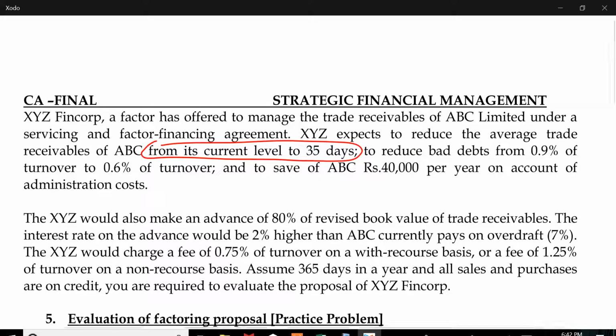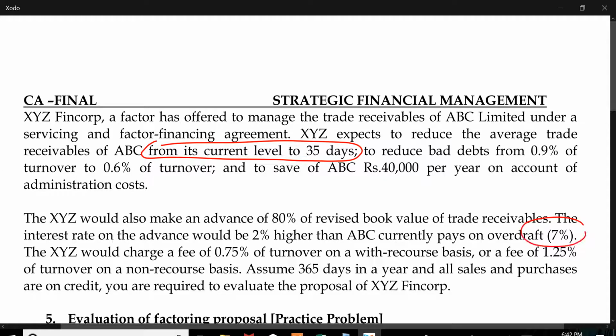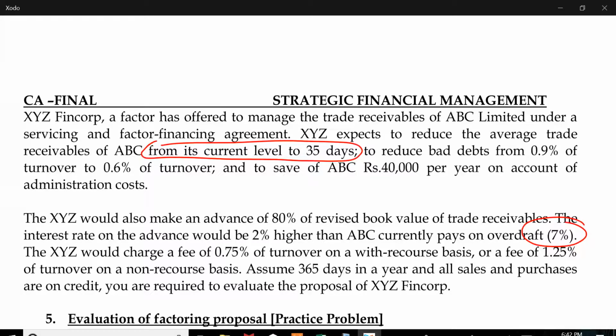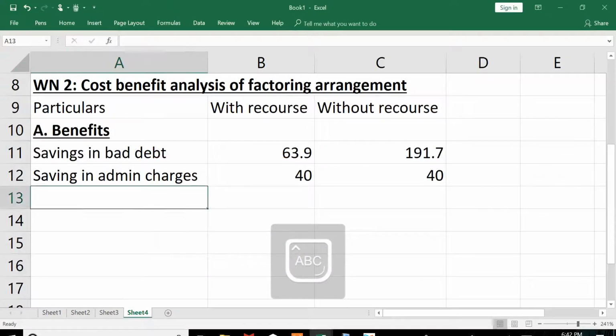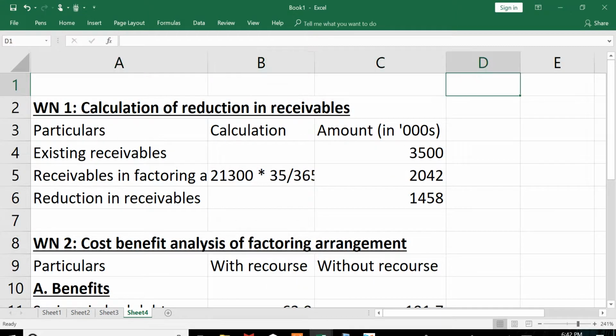Okay. Now coming to the next part, there is this reduction in receivables happening. I need to factor it somehow. Earlier what I used to do is, I used to get a loan at a rate of 7%. Now factor is saying, I am bringing down your receivables and I will give you a loan at the rate of 9% and I will lend you only 80% of the revised book value. Now just for an imaginary purpose, let's take that he used to get the entire amount as a loan.